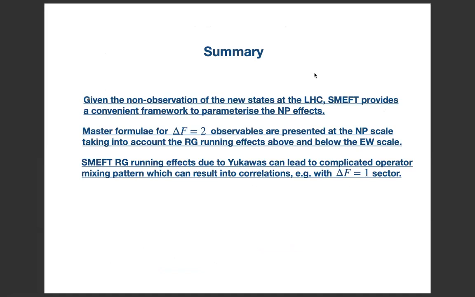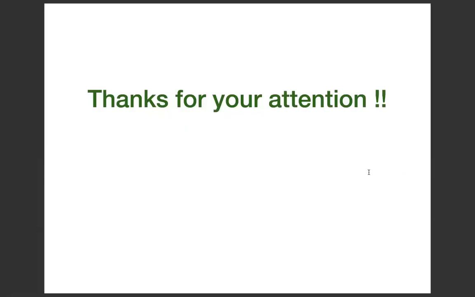Okay, so let me come to the summary. Given the non-observation of new states at the LHC, SMEFT provides a very convenient framework to parameterize the new physics effects. So we have presented master formulae for delta F equal to 2 observables at the new physics scale, taking into account RG effects in SMEFT, which are flavor dependent. This is very interesting, and it can lead to very interesting correlations of delta F equal to 2 observables to other sectors, for example, the delta F equal to 1 sector. Okay, thank you very much for your attention.